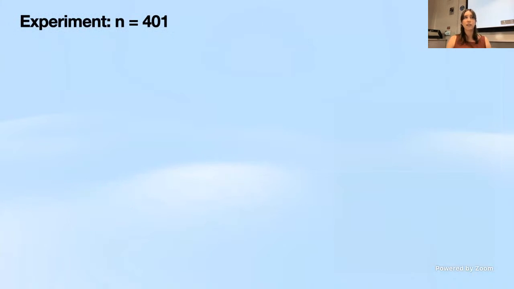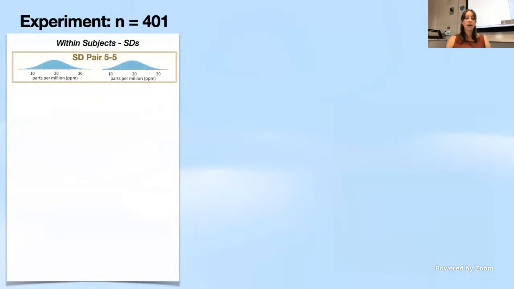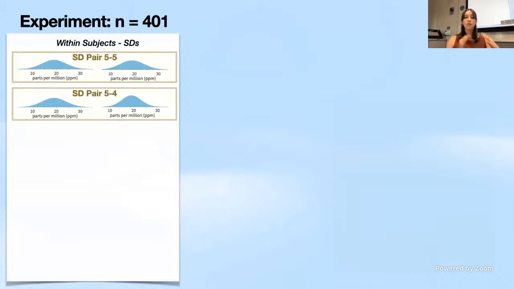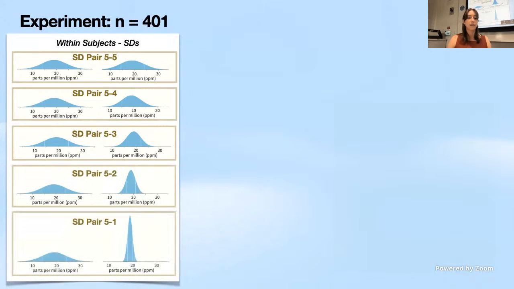We ran an experiment with a sample size of 401 participants. And for each of our participants, we showed them a bunch of different PDF pairs. Some were statistically identical, so they had the same mean and both standard deviations of 5. Some had the same mean, but a standard deviation of 5 was one of the plots, and the other plot had a standard deviation of 4. And we kept on altering our standard deviation pairs. So we had a standard deviation pair of 5 and 3, 5 and 2, and 5 and 1. And we asked participants to compare and find the cumulative probabilities relative in these pairs.